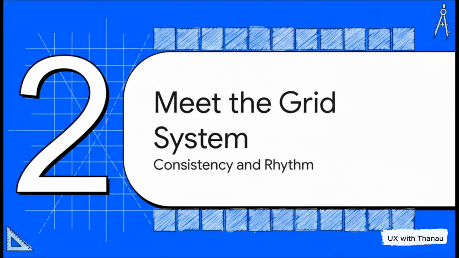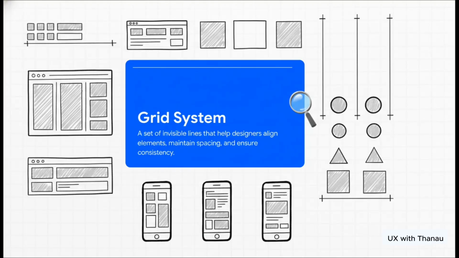Okay, so if a layout system is the master plan, what's the actual tool you use to build it? Well, that would be the grid system. And this is all about creating consistency and a sense of rhythm. A grid is, no joke, a designer's best friend. It's basically a network of invisible lines that brings a sense of order to the screen. It helps you line everything up perfectly, it maintains all your spacing, it creates this really pleasing visual flow, and, this is the big one, it makes sure the experience feels the same from one page to the next.